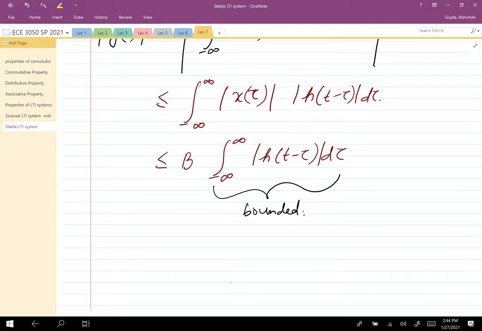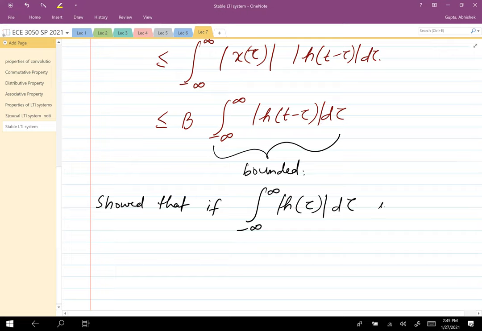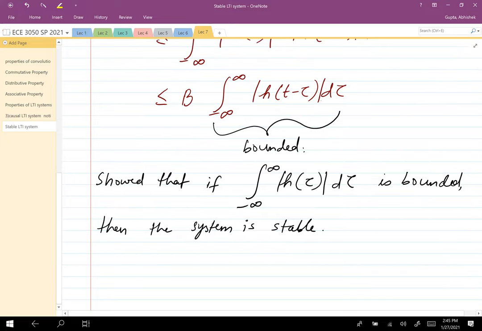I can construct inputs. Okay, wait, just let it be for now. So what we have shown here is that if the integral from minus infinity to infinity of the absolute value of h of tau d tau is bounded, then the system is stable. This is what we have shown above, that if the integral of the absolute value of the impulse response is bounded, then the system is stable.